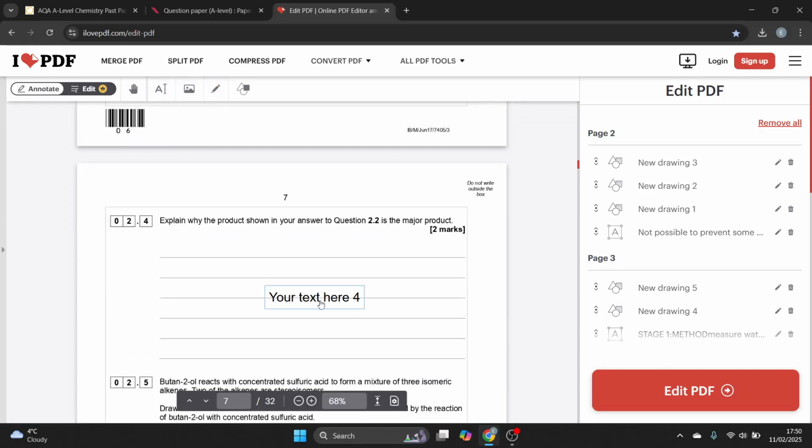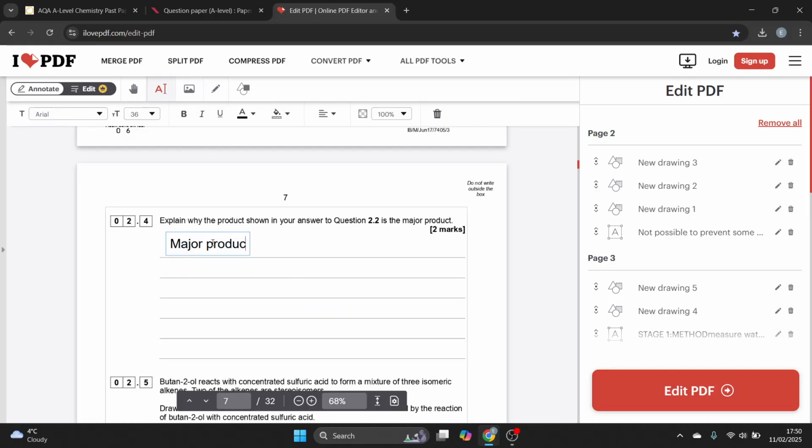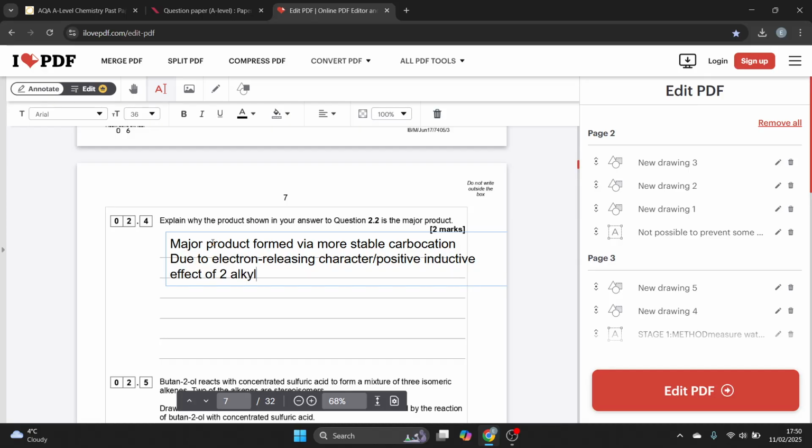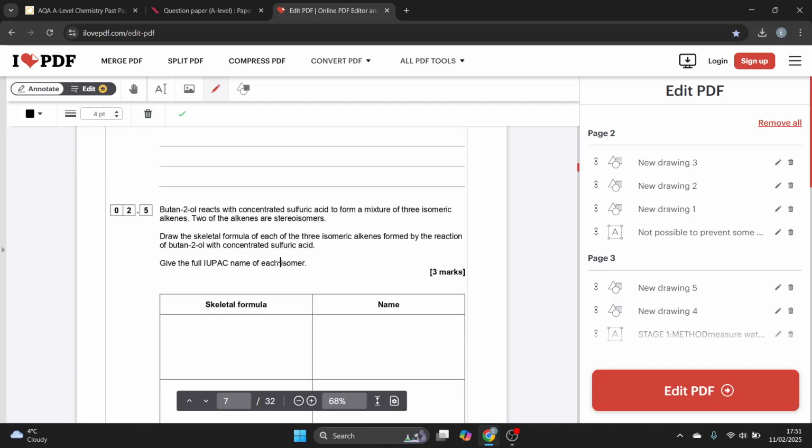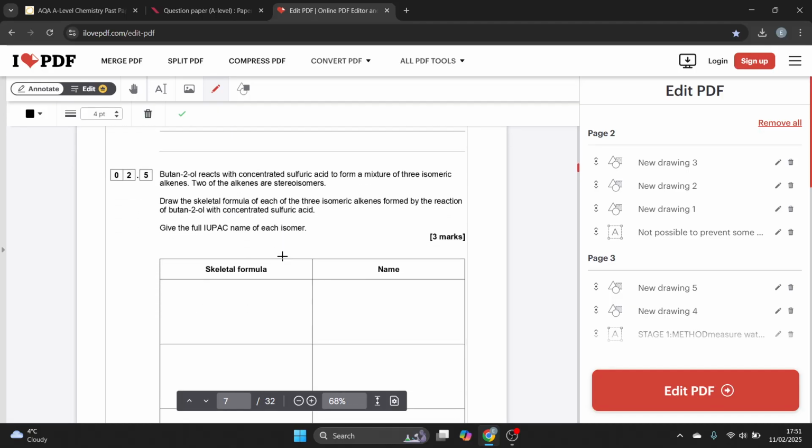Explain why the product shown in the answer to question 2.2 is a major product. Classic question, classic question. Major product formed via more stable carbocation due to electron releasing character / positive inductive effect of two alkyl groups compared to one.